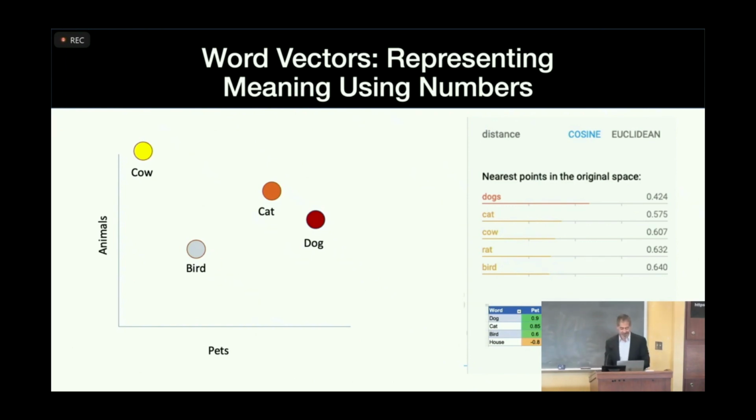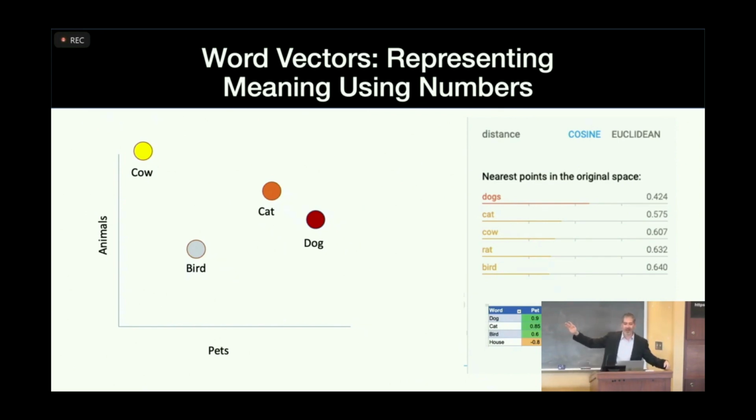So here's an example. If we have pets on one axis, like in math class, if you remember, the x-axis and the y-axis, and animals on the other, it'll group the animals together, but nudge the pets closer. So bird is kind of in the middle because some birds are pets and some are not. Almost all cats and dogs are pets, but cows are not really considered pets, right?